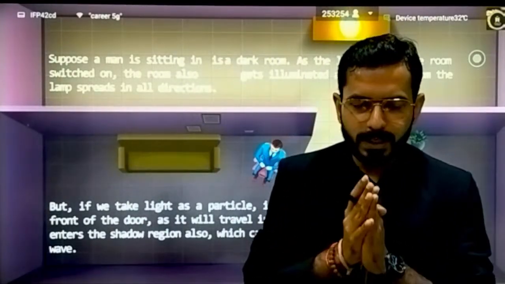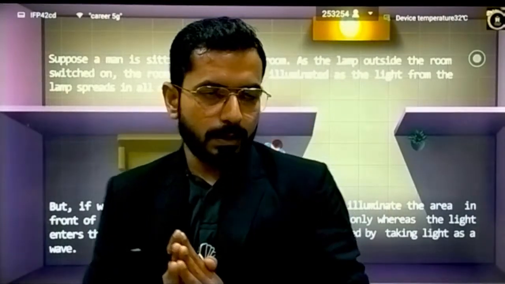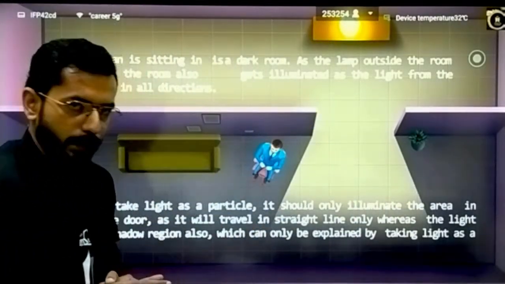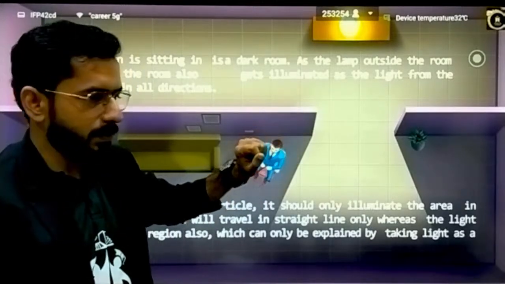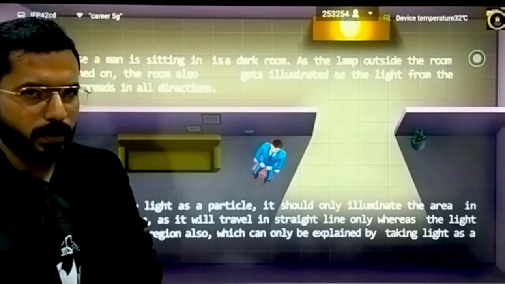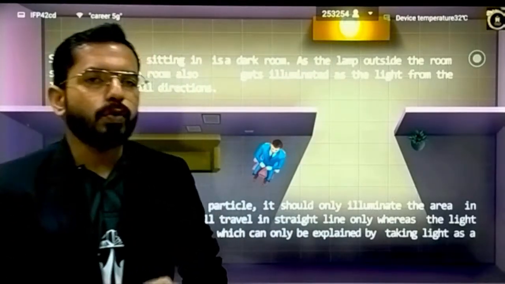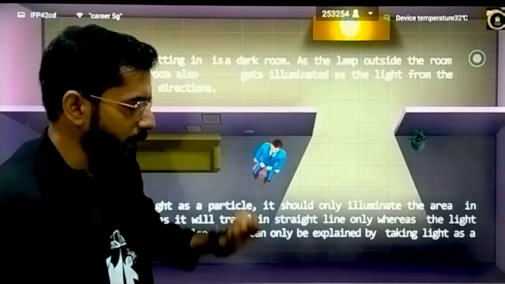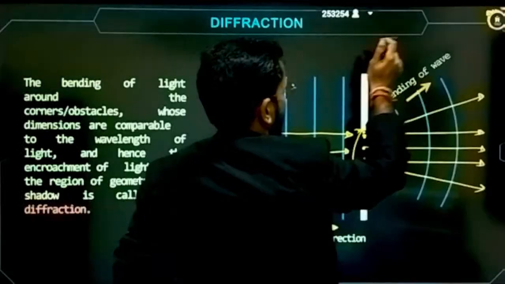Here it is explained by a very good example. Let's suppose a person is sitting on the other side. A kind of bifurcation is given, not completely, but some portion is bifurcated, and a lamp is given here. So the light is glowing. If light is only traveling in a straight path, I can say how much portion of the room should be enlightened.